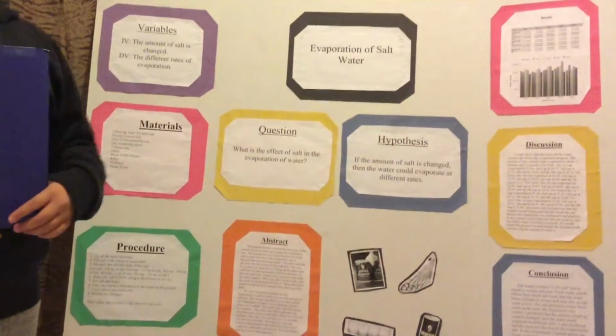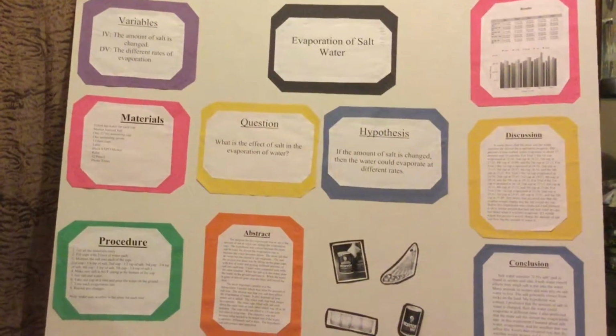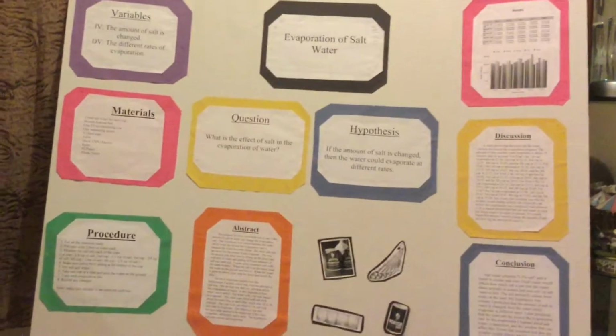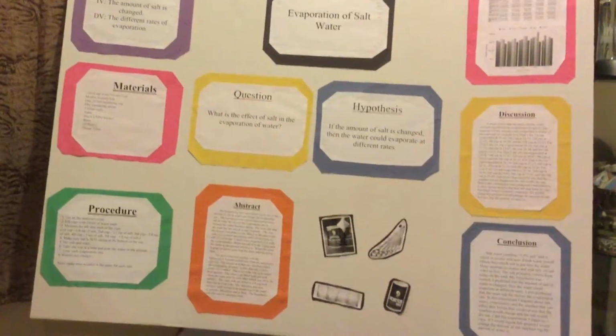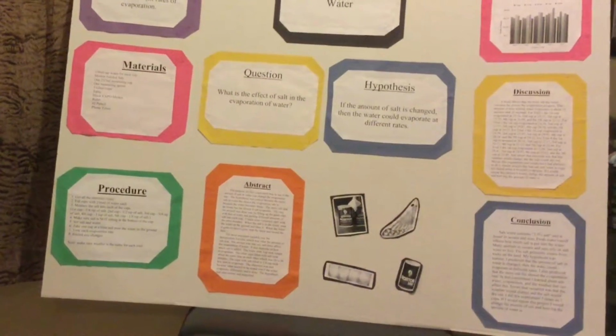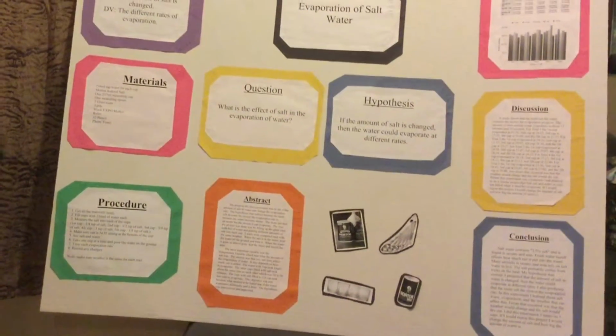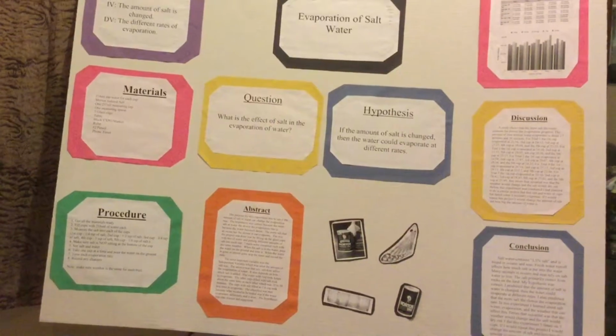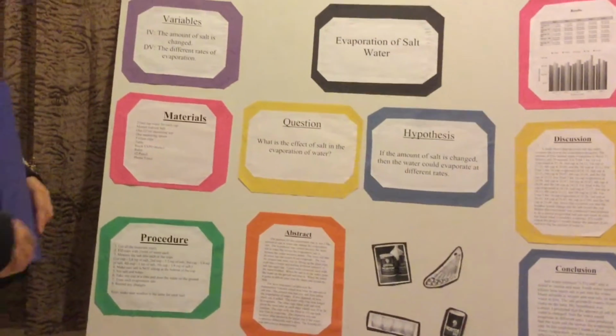The procedures I used were: number 1, get all the materials ready. Number 2, fill the cups with 216 milliliters of water each, or 6 ounces of water each. Number 3 was to measure the salt into each of the cups. Each cup had a different measurement.